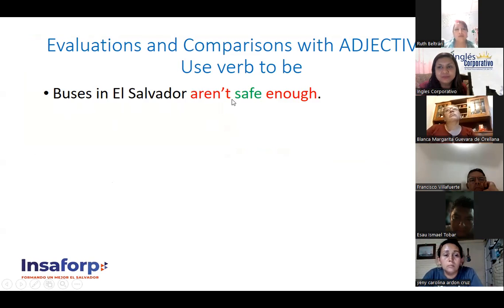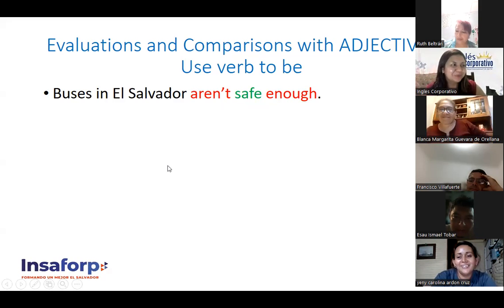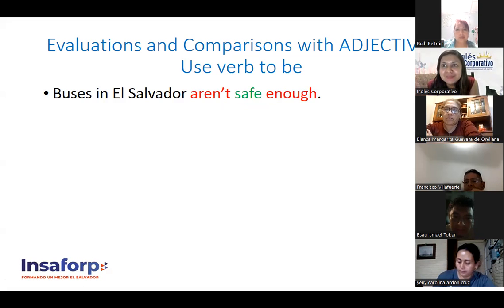Buses in El Salvador aren't, what is the adjective? Safe. Exactly. Buses in El Salvador aren't safe enough. True or false? Very true. It's true, right? They aren't safe enough. They are dangerous because sometimes the drivers, the way the drivers drive, right? They drive very fast or very dangerously, or because of the people, right? The people can steal your things, your cell phone.